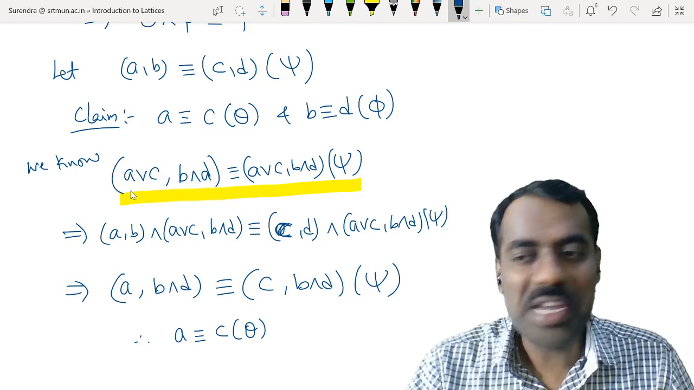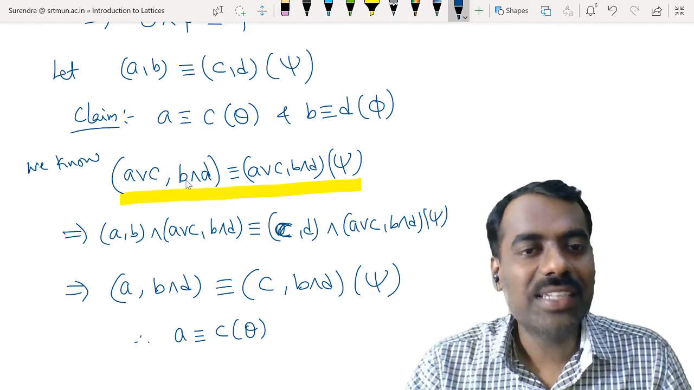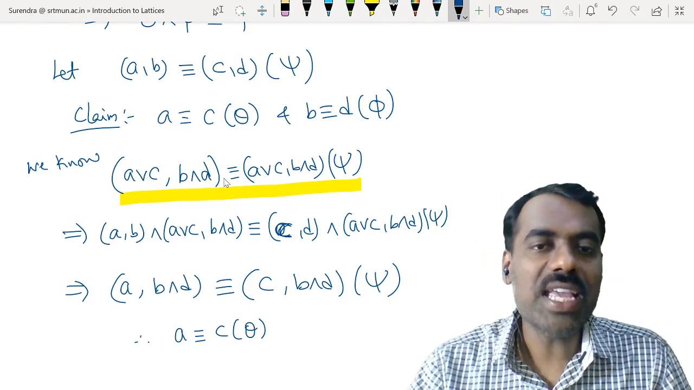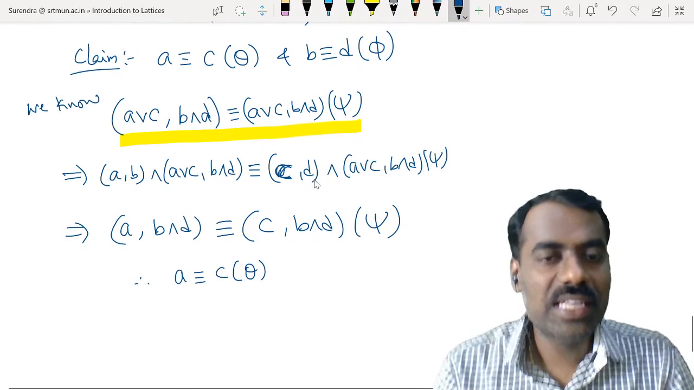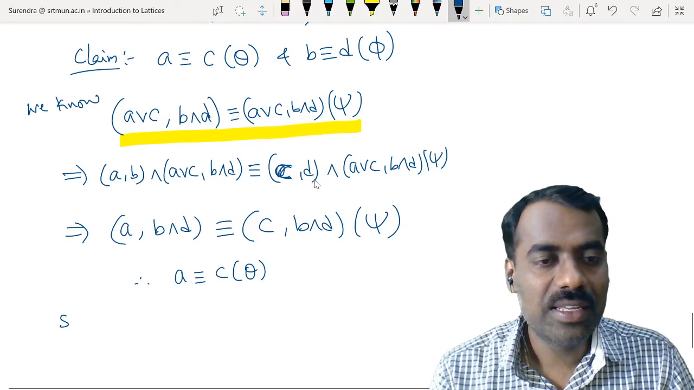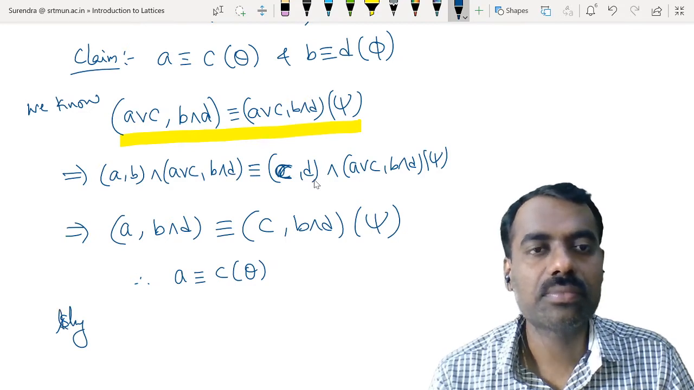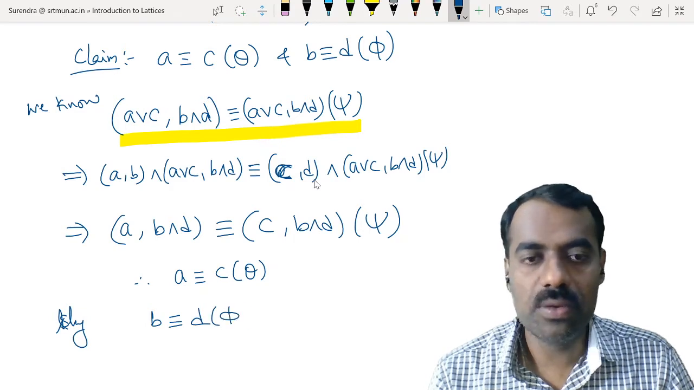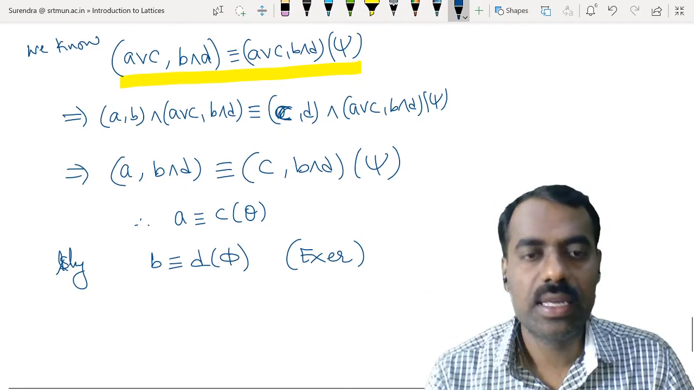Simple, right? Why do you want this much time? Here you take a meet c and here you take b join d, and try to take the meet. Is this clear? Are you following? Similarly, b is congruent to d modulo phi. I give it as an exercise, you prove it.